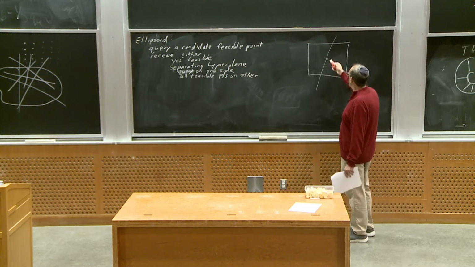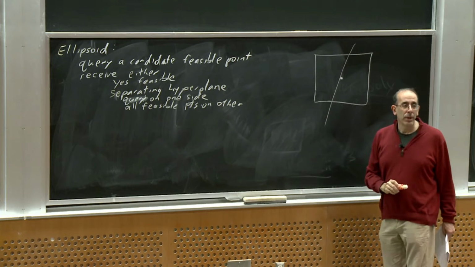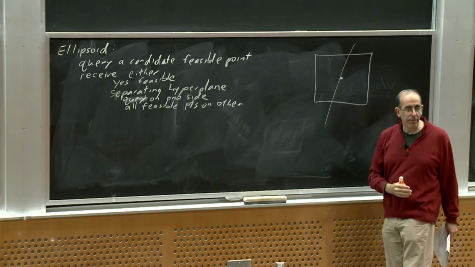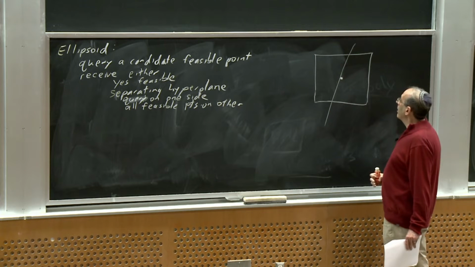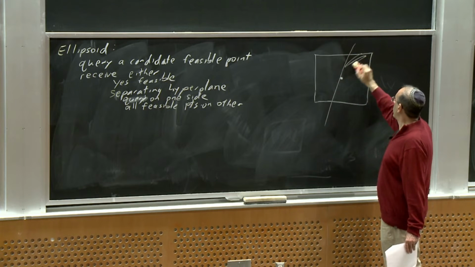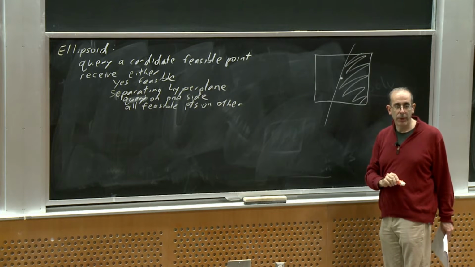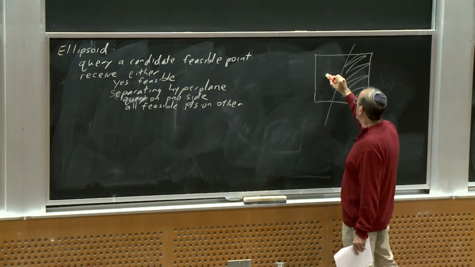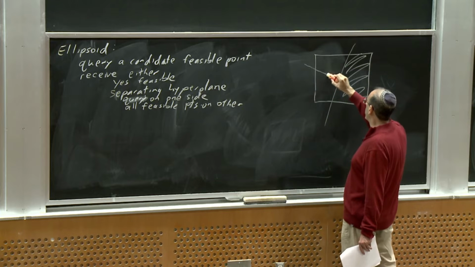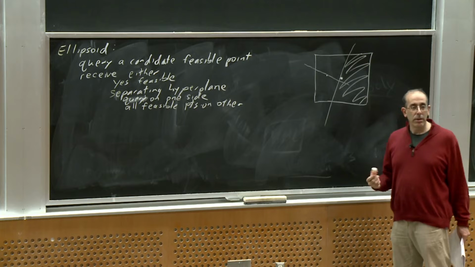And actually, I can assume without loss of generality that the hyperplane goes through my query point, right? You can just move it away from the feasible set until it hits the query point, okay? So that's great. Now I know that I can rule out this entire infeasible region that's on the wrong side of the separating hyperplane. So now I can make another query, right? And again, I'll get a separating hyperplane, right? And so each time I make a query, I get another separating hyperplane.